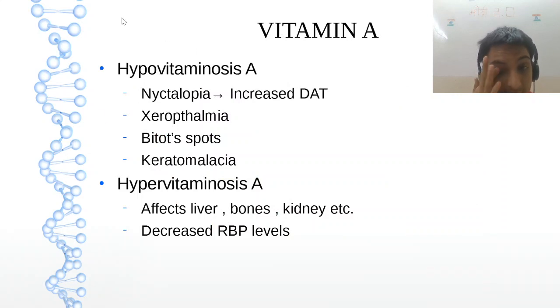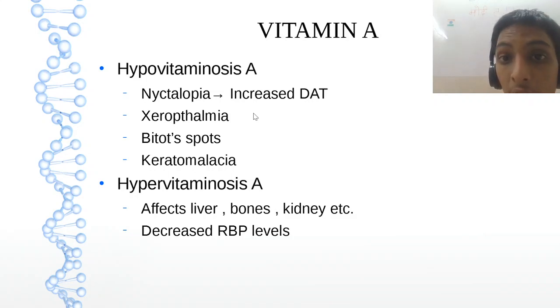Let's see hypo first. It leads to nyctalopia, that means dark adaptation time is more. Nyctalopia is night blindness. Most of the people have this problem. In the night time, many of us cannot see. It is possibly due to vitamin A deficiency. And xerophthalmia, dryness of the eyes, conjunctiva. Conjunctiva is the white part in the eye.